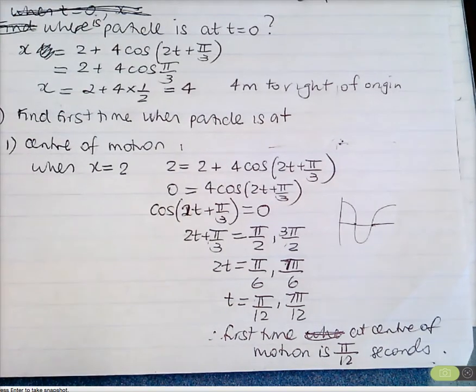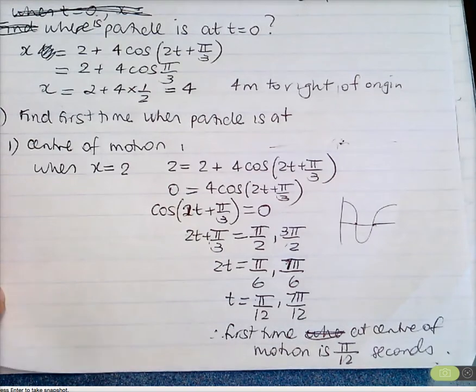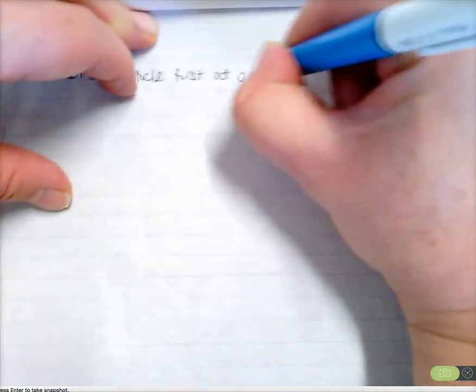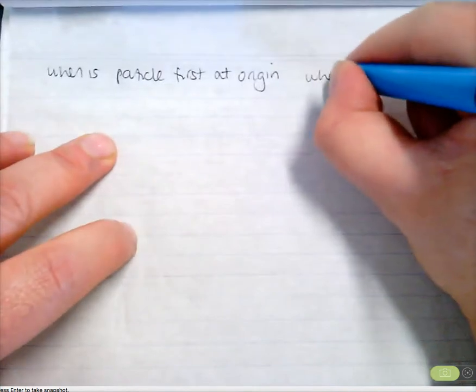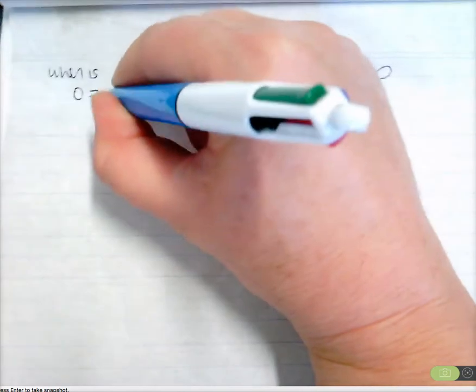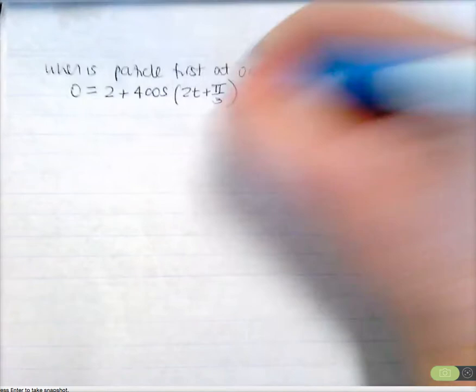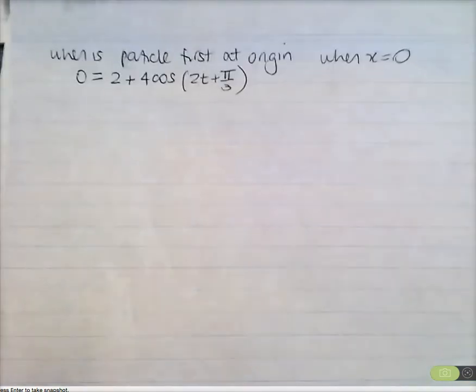Next question. When is the particle first at the origin? I'm going to have to finish this by video. So when is the particle first at the origin? Isn't that when x is 0? So 0 equals, I'm writing the equation, 2 plus 4 cos(2t plus pi on 3). That's what we're solving. So that's part 2 of part C.